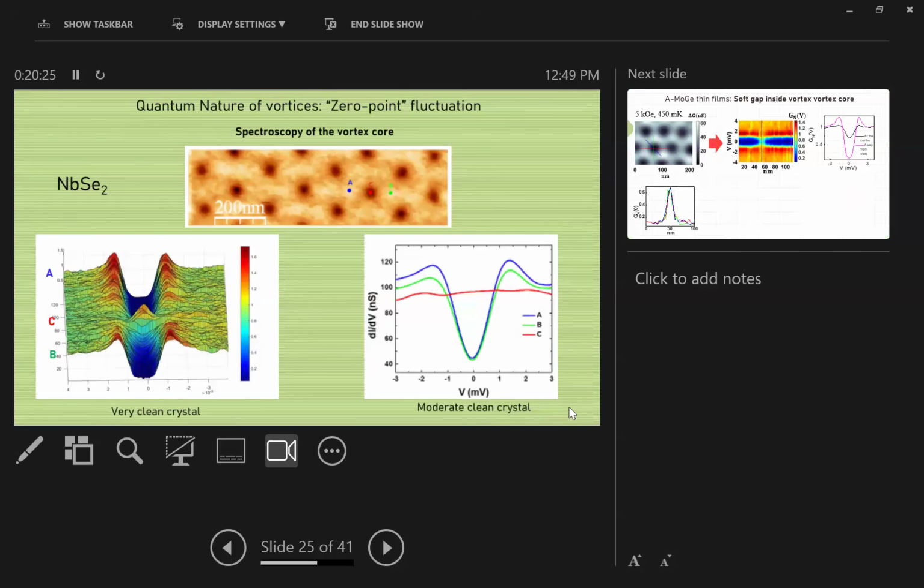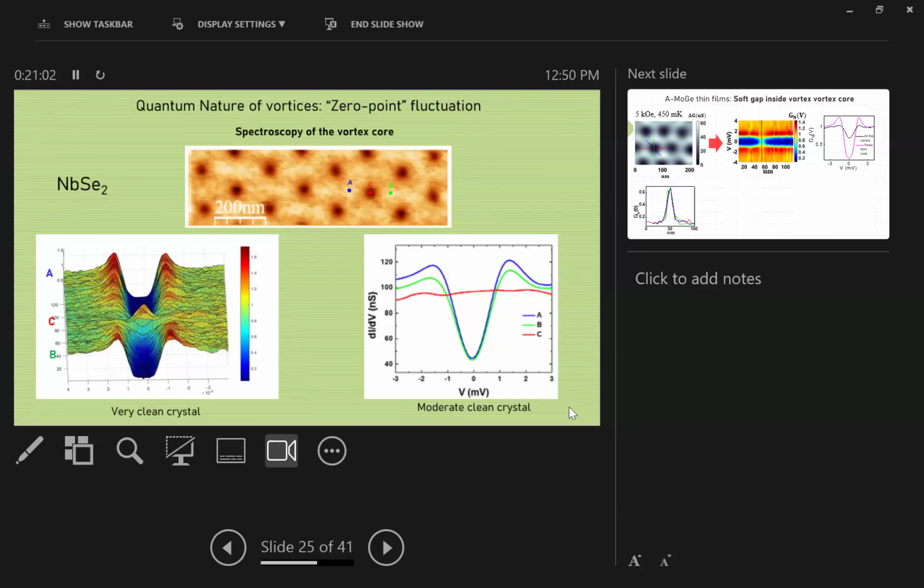Now, with the very short time that I have, 5 minutes, whatever I have shown you so far was essentially classical physics. These are classical phase transitions. But let's ask the question: are the vortices actually classical objects, or do they have a quantum nature associated with them? If they have quantum nature, then one of the signatures would be the quantum zero-point fluctuation. For this, we do a careful spectroscopy of the vortex core.